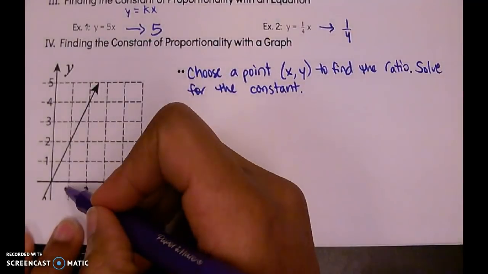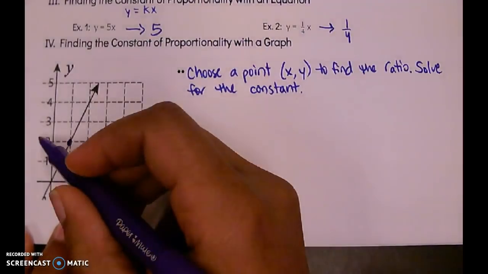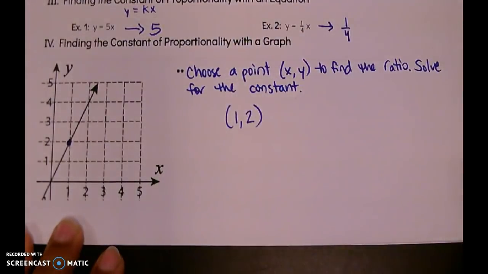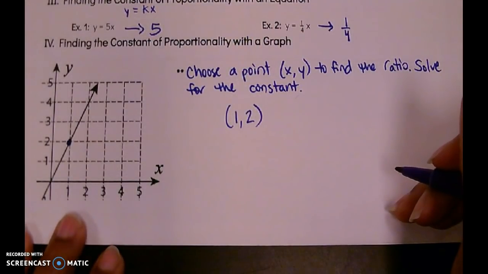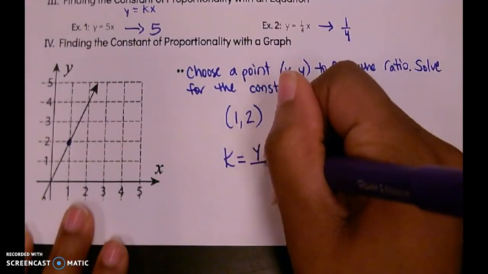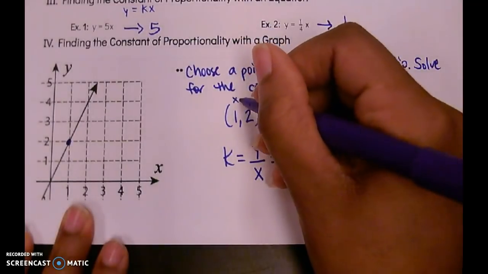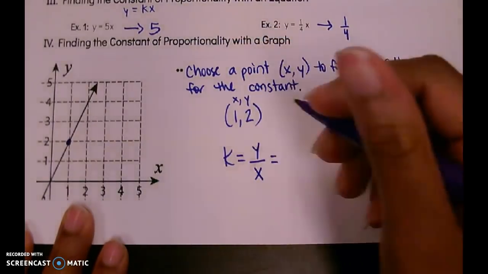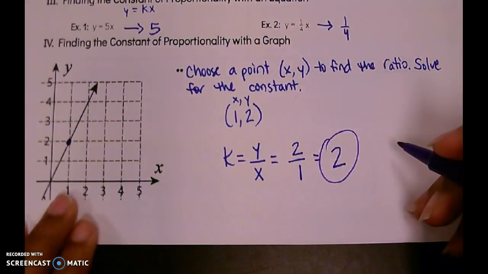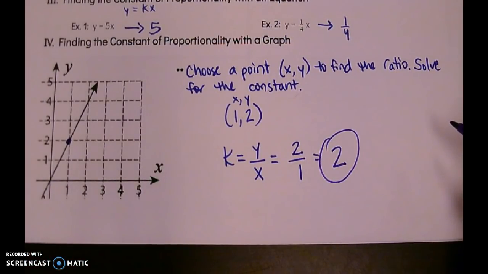If I look at this graph, the first intersection that I see is 1, 2. Okay? So I'm going to plug that point into my equation. Remember, my equation is k constant equals y over x. Okay? So I know that x is first and y is second in my point, so I'm going to plug it in. 2 over 1, which equals 2. That means that this graph's constant of proportionality is 2. And you would solve it like this for all graph problems.